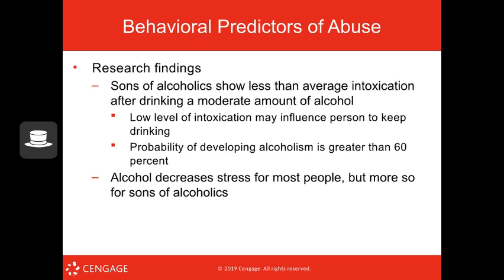But lower levels of intoxication are going to influence you to keep drinking because you're not getting those negative side effects, right? Your probability of developing alcoholism if your parents have it is greater than 60%. So it's highly heritable. It also decreases stress for most people. If you've ever had a stressful day and gone out drinking with friends, after a drink or two, you feel a little bit better, right? But when you are the child of an alcoholic, especially the son of an alcoholic, the amount of stress relief that you get from alcohol is even greater, meaning that it's more likely that you're going to lean on it as a coping mechanism.